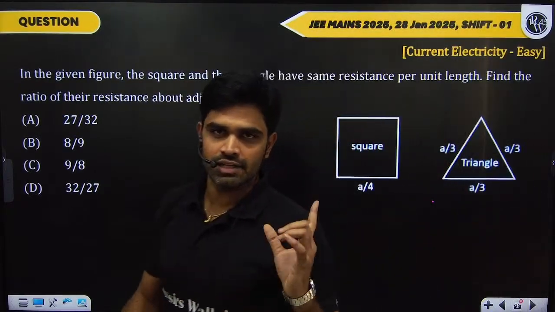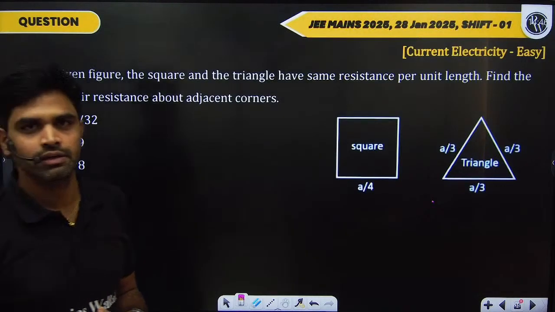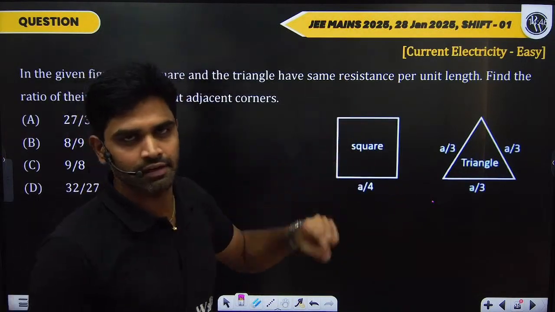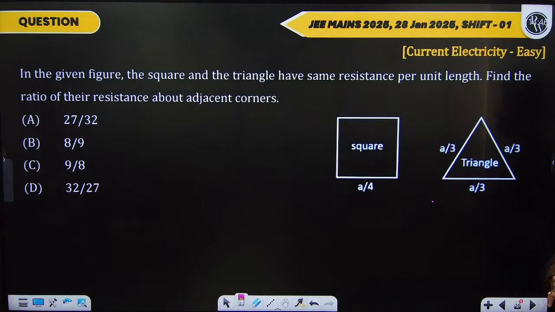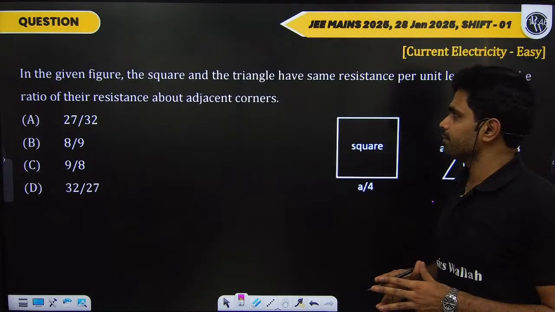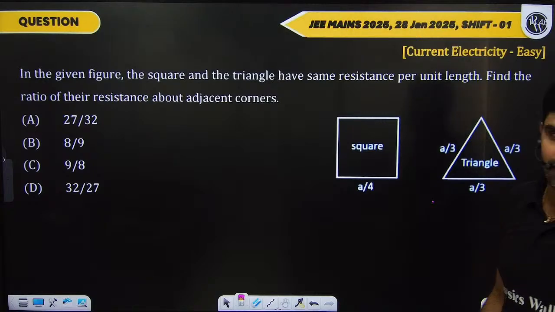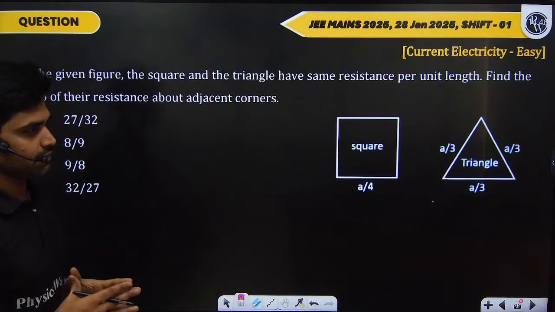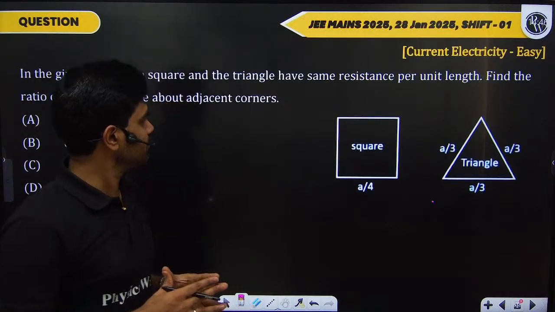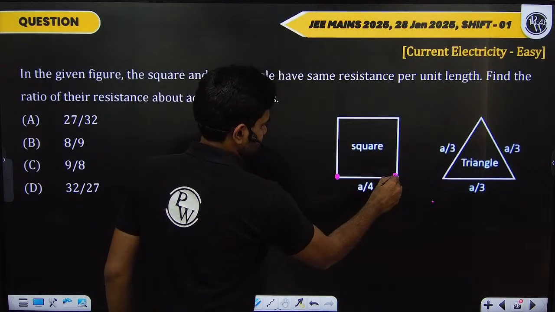As I said, there was another question, resistance combination. This is that other question. One we did R by 3, R by 3 and R by 3. But another question is combination of resistance. Here both the shapes, square and this triangle, have same resistance per unit length. They have same resistance, but they are asking resistance about the adjacent corners.